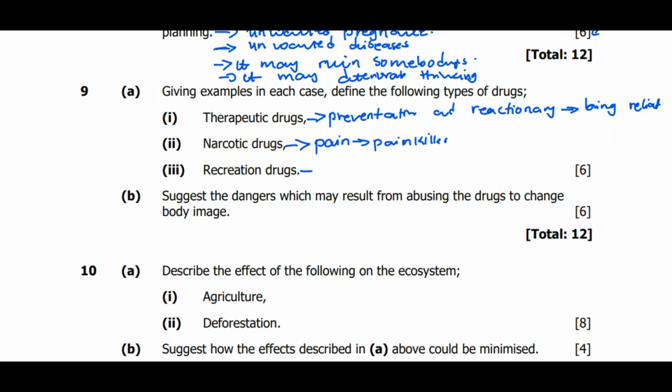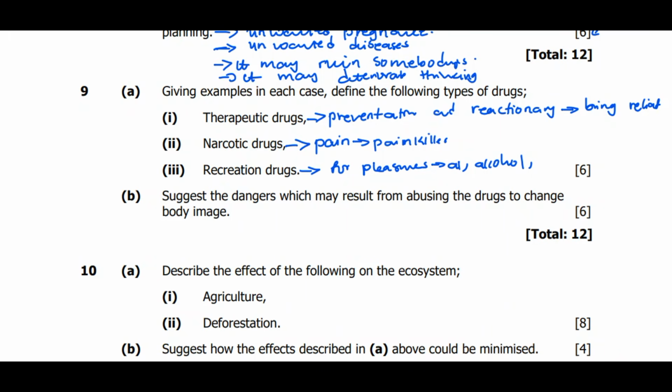Then recreation drugs are drugs that are taken for pleasure. Mostly they are taken for pleasure, or if it's not for pleasure, for a mental state, like when someone says, because I'm going through this, let me drink alcohol. So for example, we have alcohol, then we may have cocaine, cannabis, all these are.